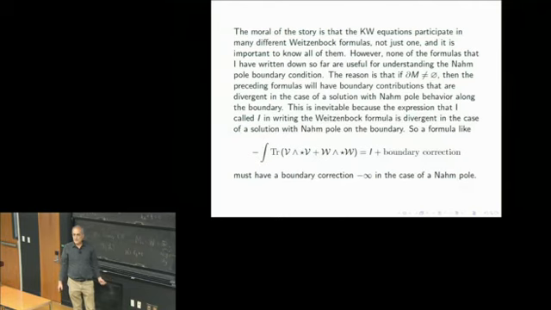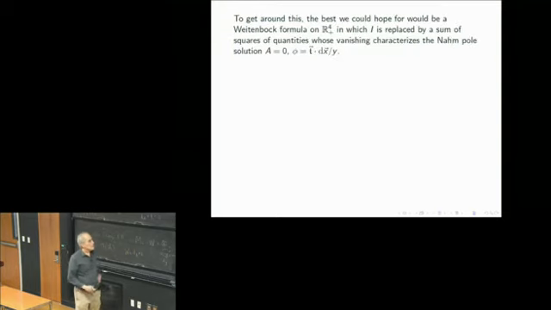So if we're going to prove a vanishing theorem, we need a different Weitzenbock formula that won't have this problem. The best we could hope for would be a Weitzenbock formula on R4 plus, in which I is replaced by a sum of some other squares of some other quantities, whose vanishing should characterize the non-pole solution.